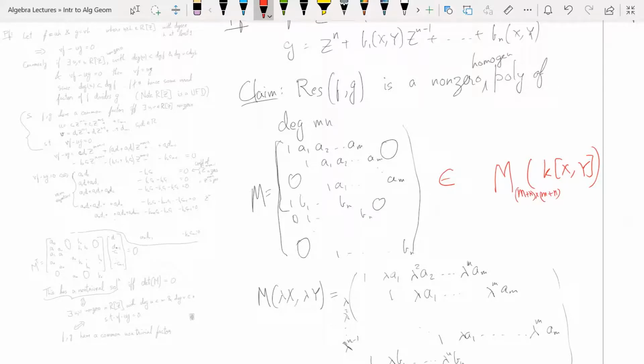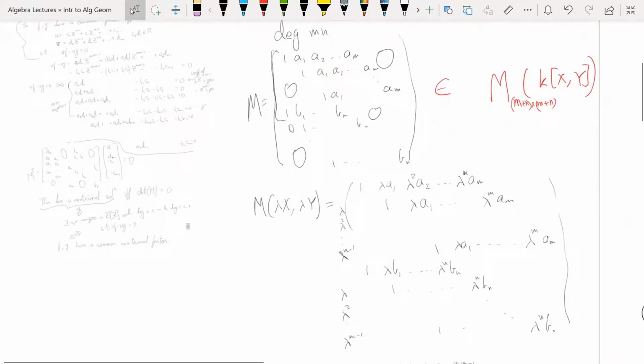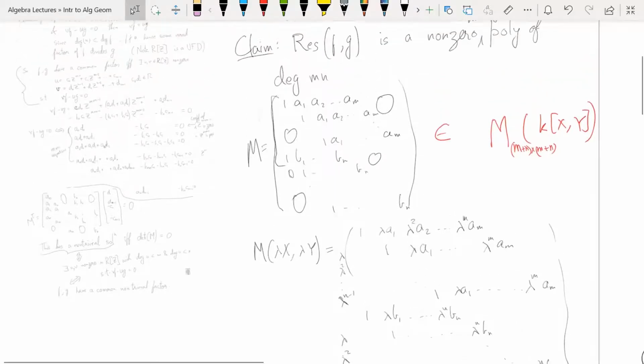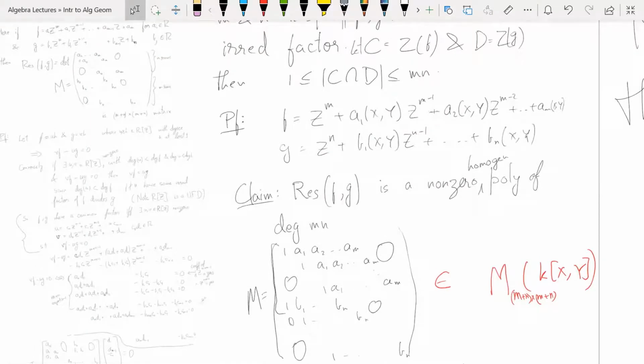So to check whether this resultant is a homogeneous polynomial of degree mn, we have to compare the determinant of M(λx, λy) with the determinant of M. So let's see what M(λx, λy) is. Remember, A1 is homogeneous of degree 1, A2 is homogeneous of degree 2, and so on. F and G are homogeneous. So Ai is homogeneous of degree i, and Bi is homogeneous of degree i.